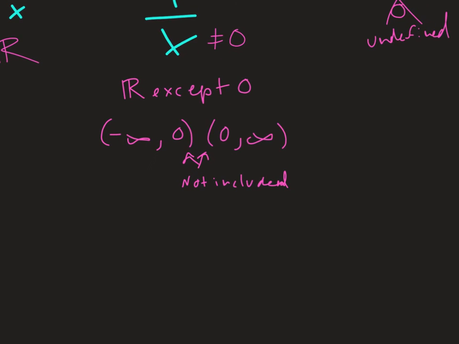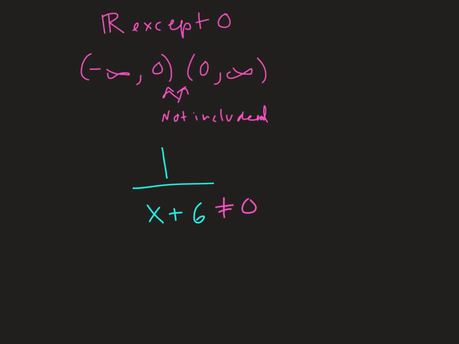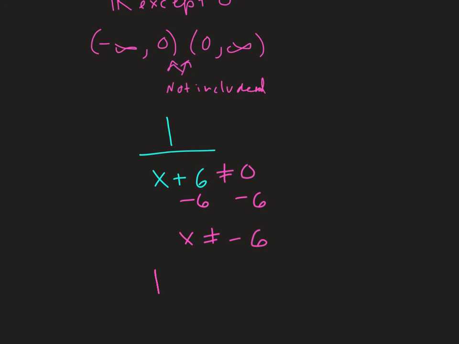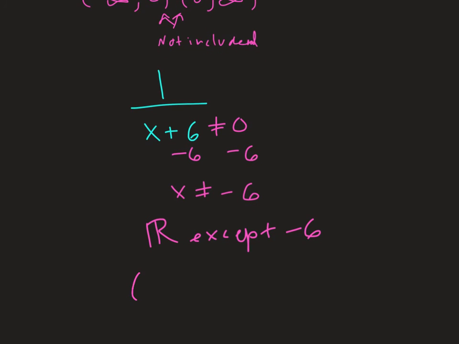So if we had something a little bit more complicated, let's say 1 over x plus 6, we just set our denominator not equal to 0 and solve for x. So how would we solve this for x? Subtract 6. So x cannot equal negative 6. So we would write this as all real numbers except negative 6. Or we could write it as an interval from negative infinity to negative 6 and negative 6 to infinity.